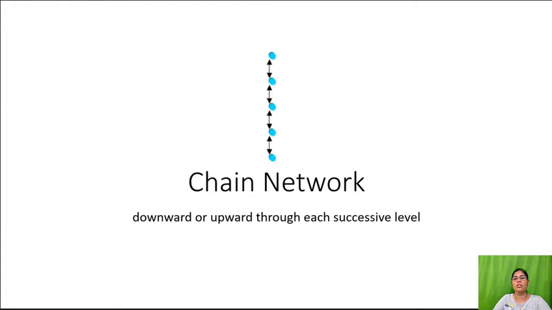So the first is chain network. This is usually found in bureaucratic organizations. Chain network allows communication downward or upward through each successive level. A subordinate communicates with his superior and the superior communicates the same with his subordinate. This is a straight line of communication. Information flows orderly.